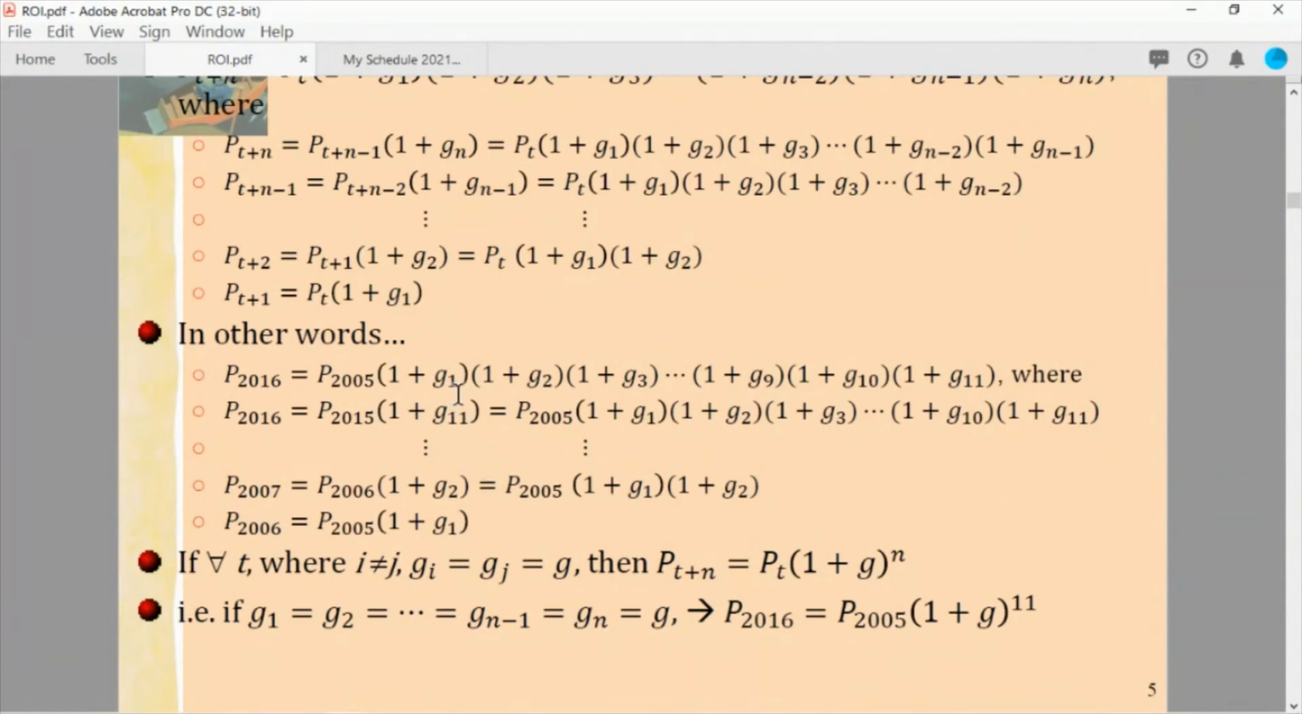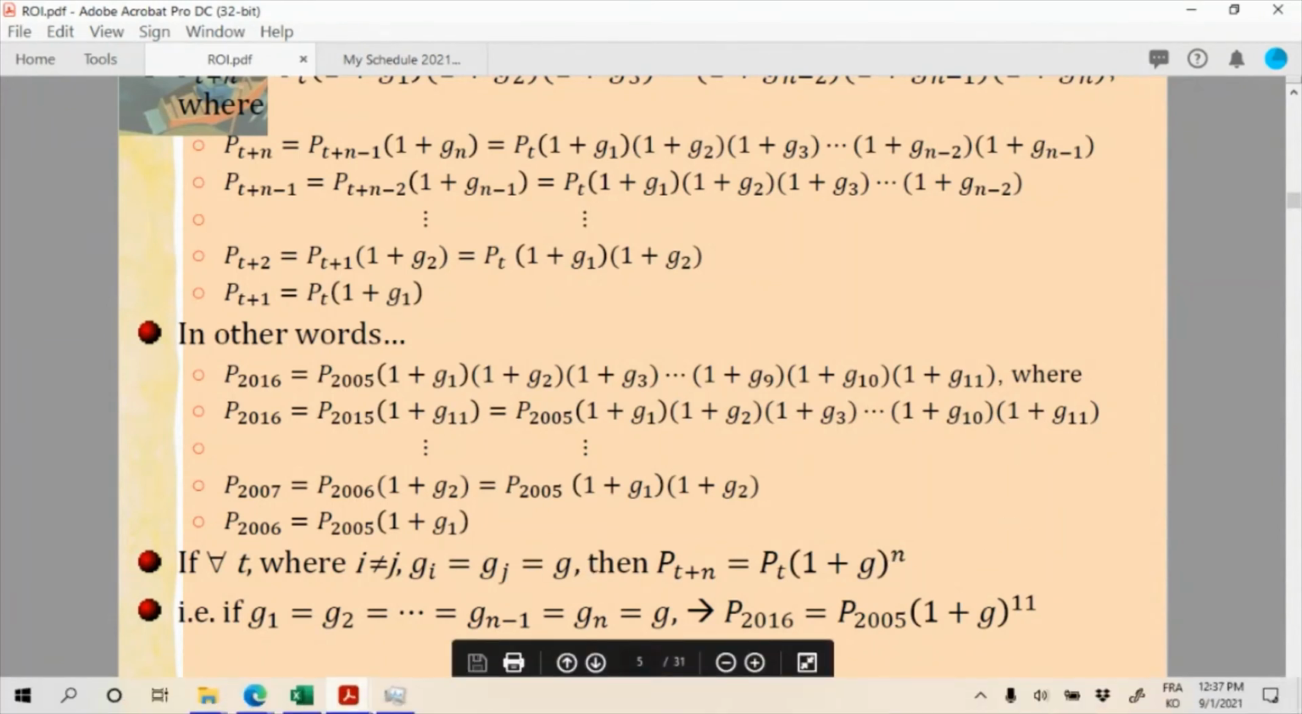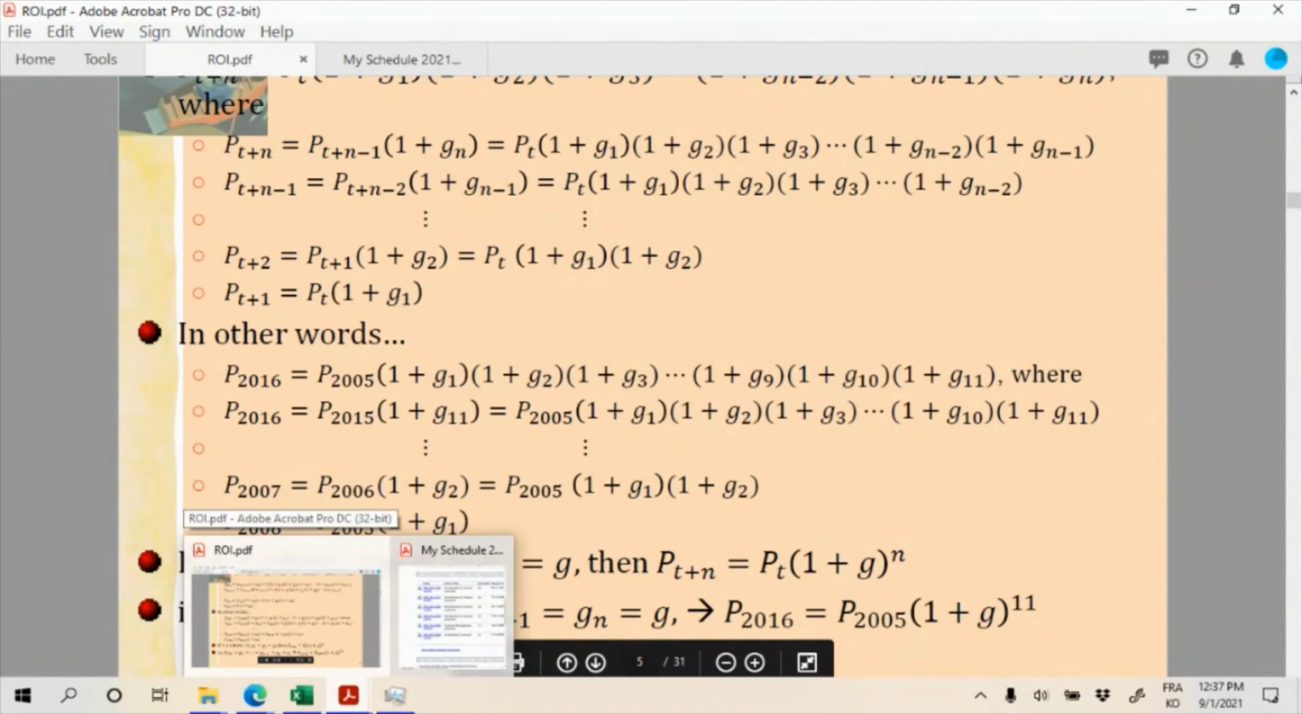Then think about it. If there is no time subscript, because it's an average, it's all G, there doesn't need to be any time subscript. But then isn't that the same thing? I mean, 1 plus G times 1 plus G times 1 plus G, if you do it 11 times, can we not simply express it as 1 plus G raised to the 11th power, right?